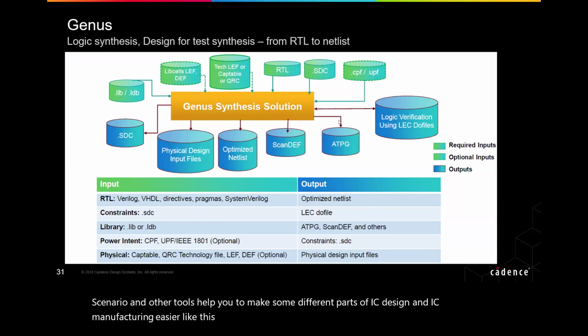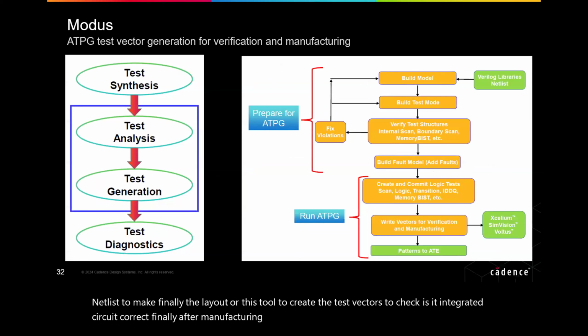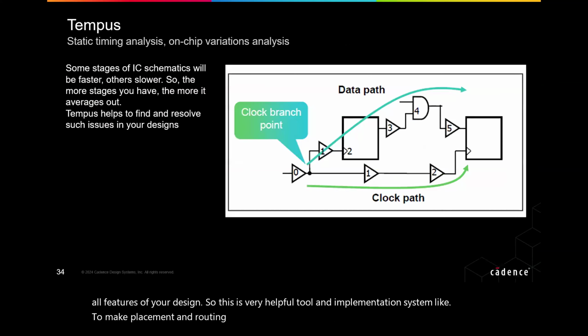And other tools help you to make different parts of IC design and IC manufacturing easier, like this tool for creating the design netlist to finally make the layout, or this tool to create the test vectors to check whether the integrated circuit is correct after manufacturing, so you can correctly create a full test of all features of your design. So this is a very helpful tool. And implementation system, to make placement and routing for digital designs.